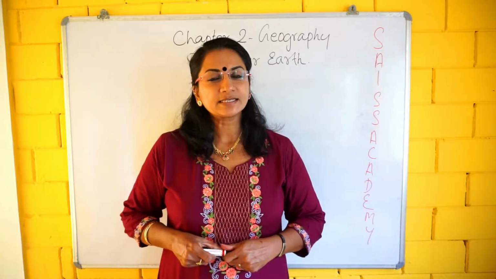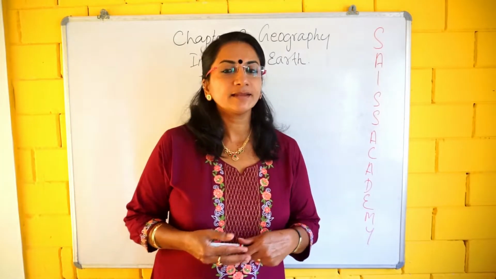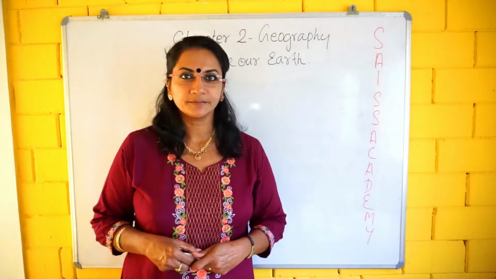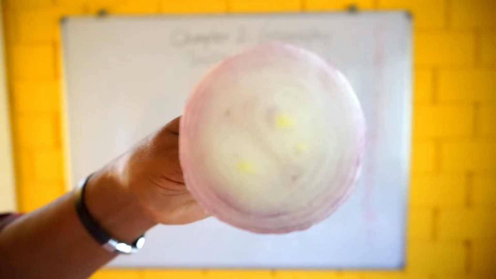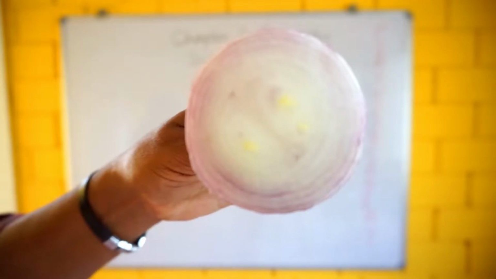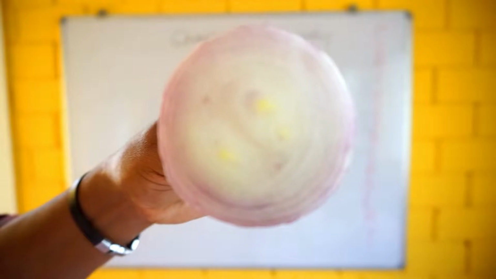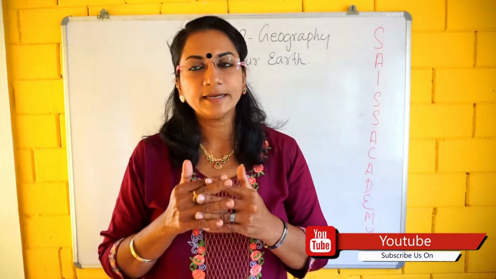Today we are going to discuss Chapter 2 of Geography, Class 7, and the name of the chapter is Inside Our Earth. Look children, I am showing a piece of onion. You can see many layers inside, no? Like this, there are many layers inside our earth. Like that, I told you, our earth consists of many layers.